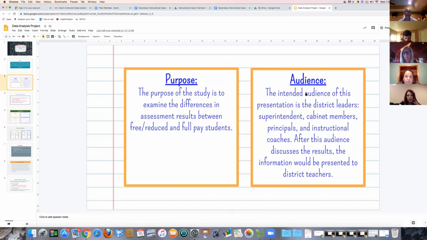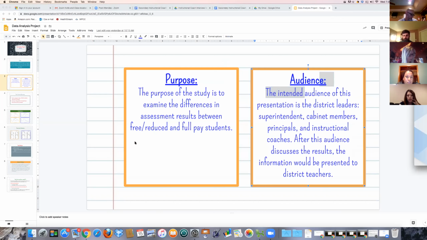The purpose of this project was just to examine the differences in the assessment results between the full pay and free and reduced groups. And the intended audience, if I was really doing this, I envisioned being school leaders, the cabinet members, superintendent, assistant superintendent, curriculum directors, principals, and bring their attention to this. And then eventually I envisioned this information being presented to the teachers.